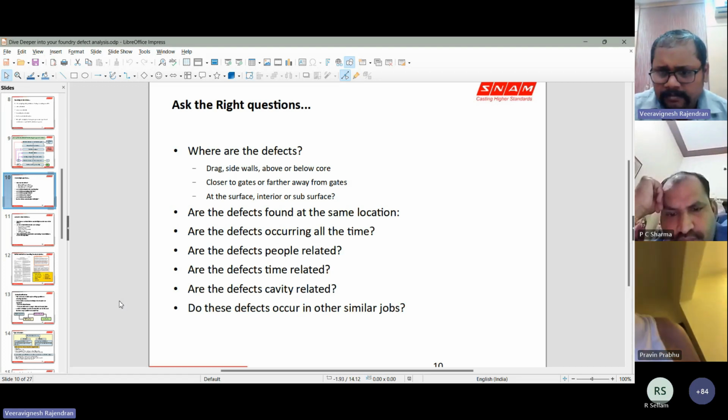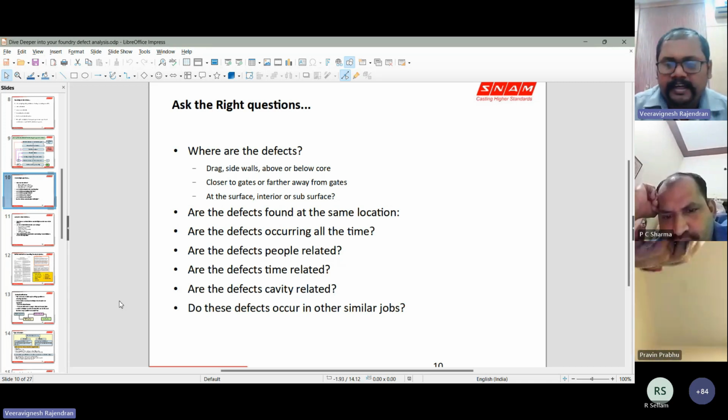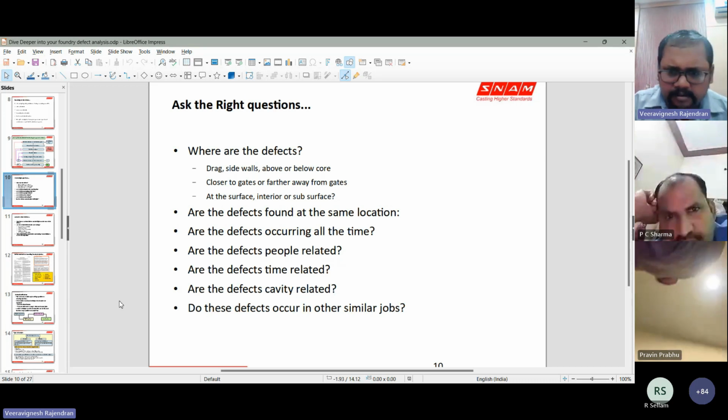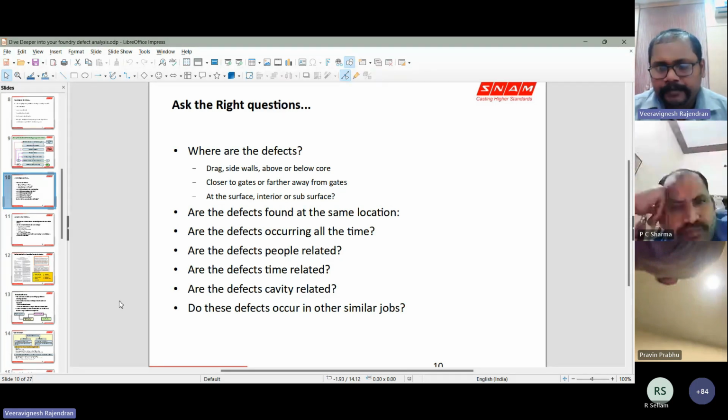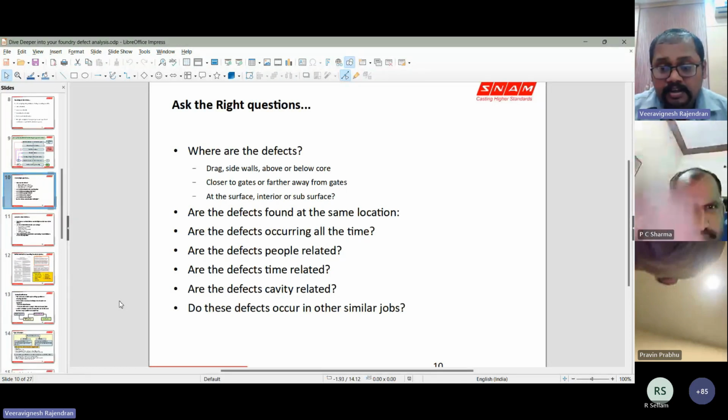And are the defects time related? So has it happened in the daytime? Has it happened in the night time? Is it related to seasonal changes happening during monsoons or not, or are the defects cavity related? Say if my casting or a mold has got multi cavities, is it particular to it? So you should have a defect pattern or defect severity or defect occurrence. Without that, you should not start doing any kind of analysis.